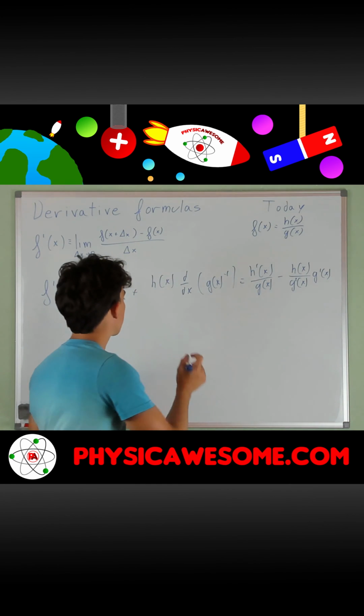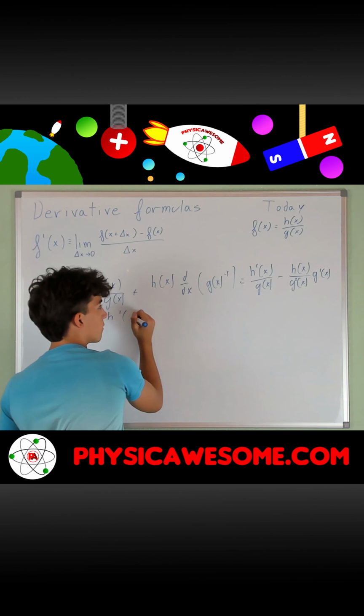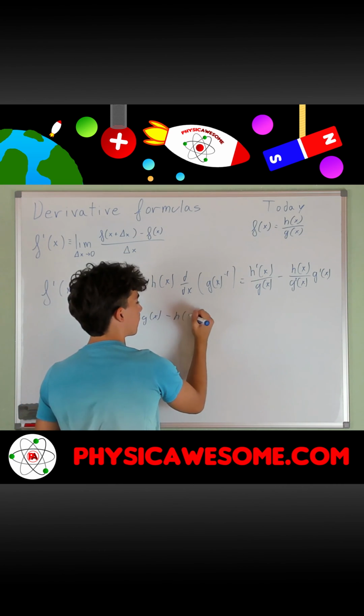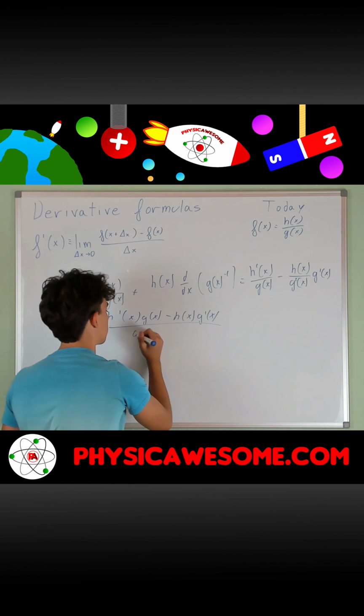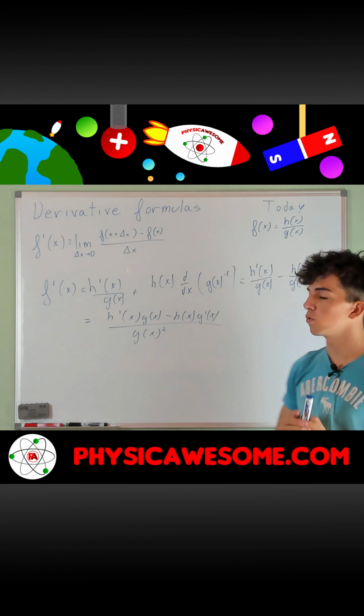Now that we know this, we can put everything together as h prime of x times g of x minus h of x times g prime of x, all divided by g of x squared, just as the division rule says.